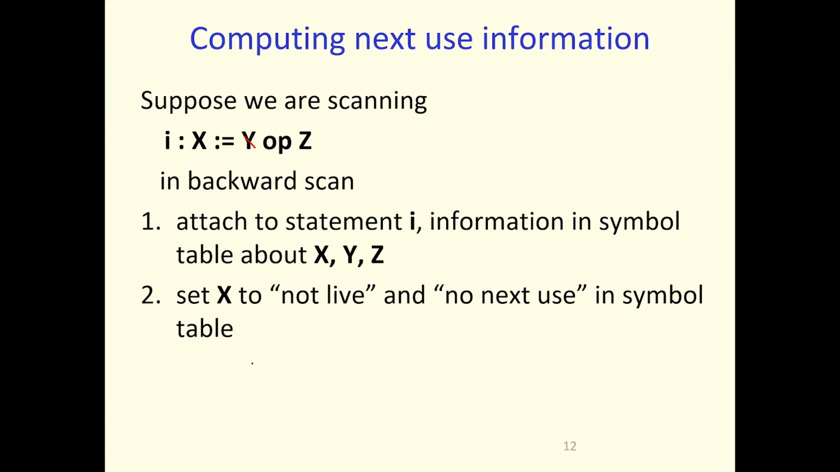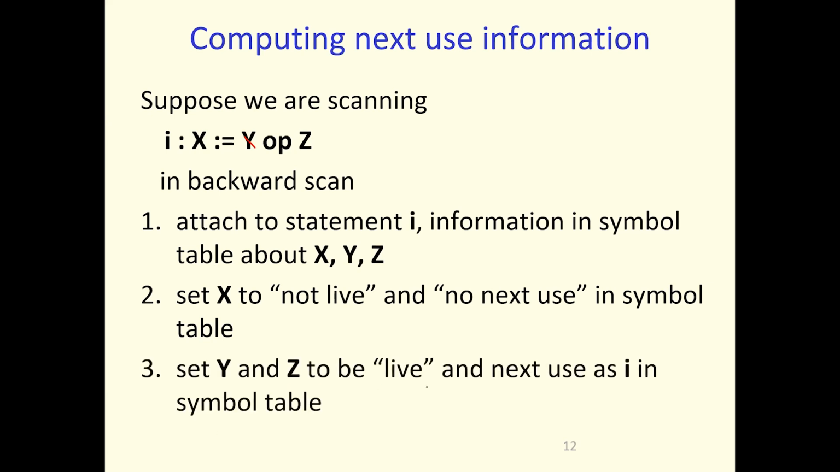So after we have done that, we have to set y and z to be live and next use as I in the symbol table. So once again, x will come back if it is x equal to x of z. So this ordering is important. This is what we do.